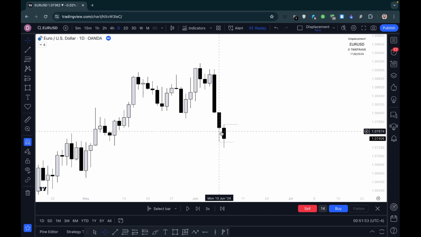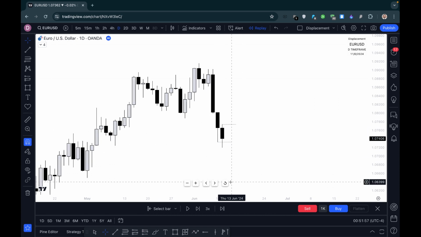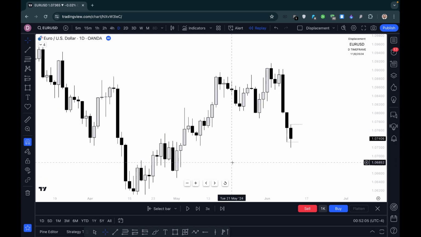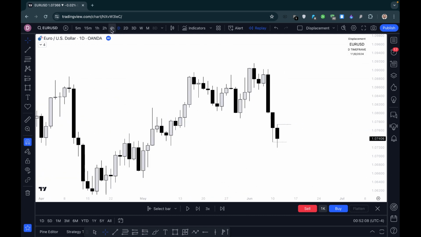But that's the low hanging fruit we can target, right? And we also have this imbalance, and also this breaker, right? So this was in my mind. And let's go back to the 4 hour time frame.